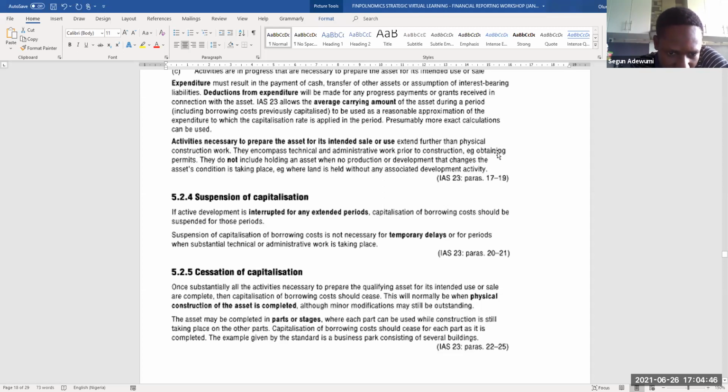The asset may be completed in parts or stages where each part can be used while construction is still taking place on the other parts. Capitalization of borrowing costs should cease for each part as it is completed. The example given by the standard is a business park consisting of several buildings.